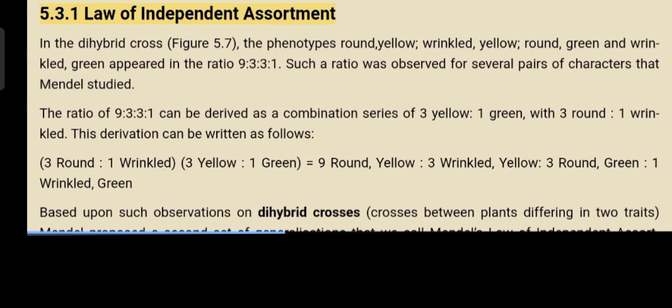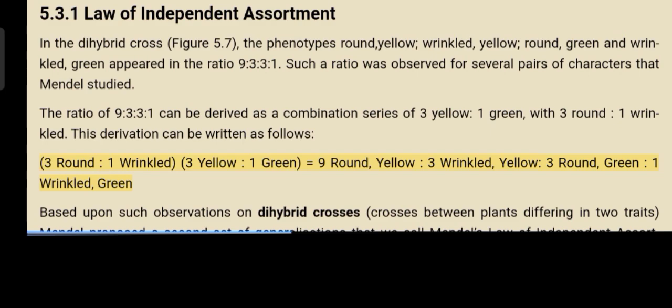5.3.1 Law of Independent Assortment. In the dihybrid cross, figure 5.7, the phenotypes round yellow, wrinkled yellow, round green and wrinkled green appeared in the ratio 9:3:3:1. Such a ratio was observed for several pairs of characters that Mendel studied. The ratio of 9:3:3:1 can be derived as a combination series of 3 yellow, 1 green, with 3 round, 1 wrinkled. This derivation can be written as follows: 3 round, 1 wrinkled, times 3 yellow, 1 green, equals 9 round yellow, 3 wrinkled yellow, 3 round green, 1 wrinkled green.